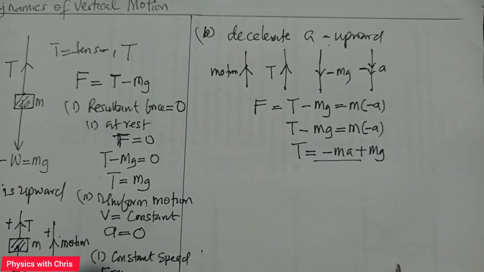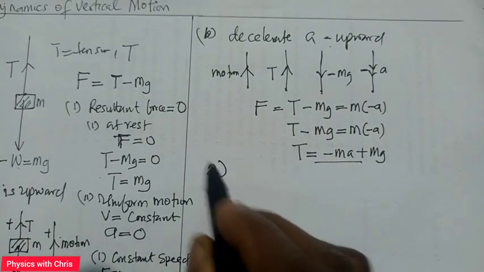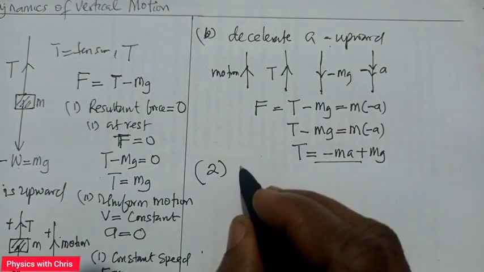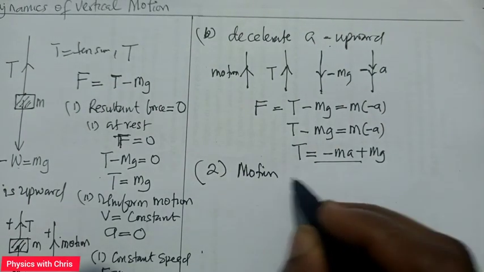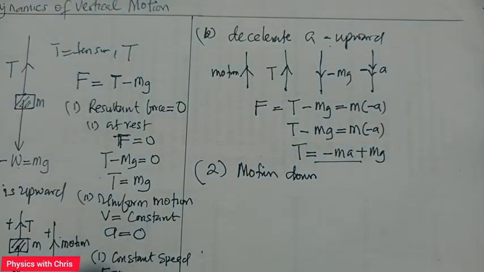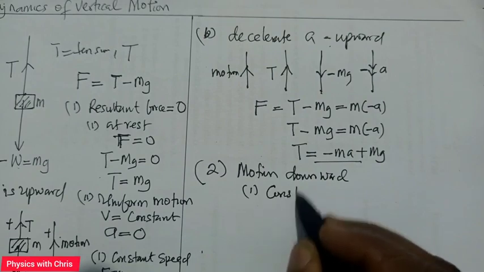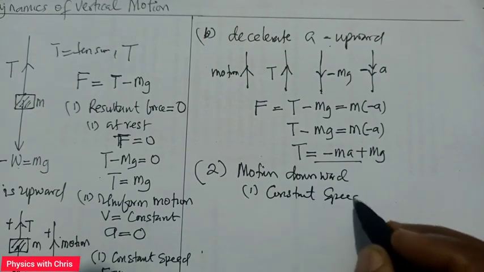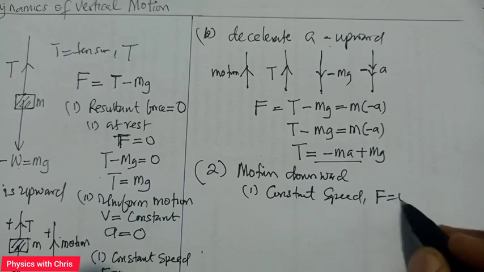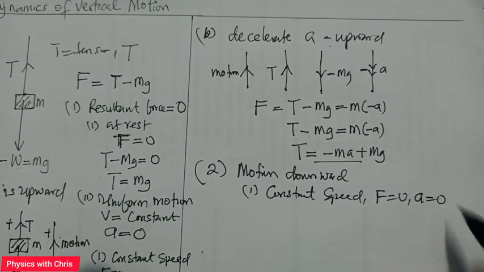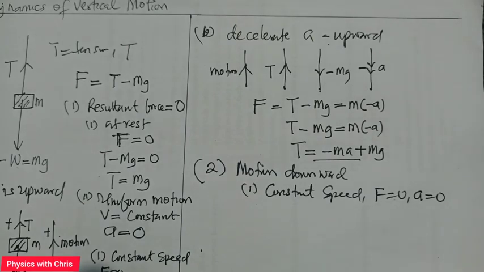It decelerates as it goes upward. Okay, that's case 1. Let's look at case 2. The motion of the body is downward. The body moves downward. If it moves with a constant speed downwards, it means that the resultant force on the body, F, is 0. The acceleration of the body is 0 when the body moves at a constant speed in the vertical direction. This body has no acceleration. The body moves at a constant speed. The resultant force F is 0, and the acceleration of the body is also 0.